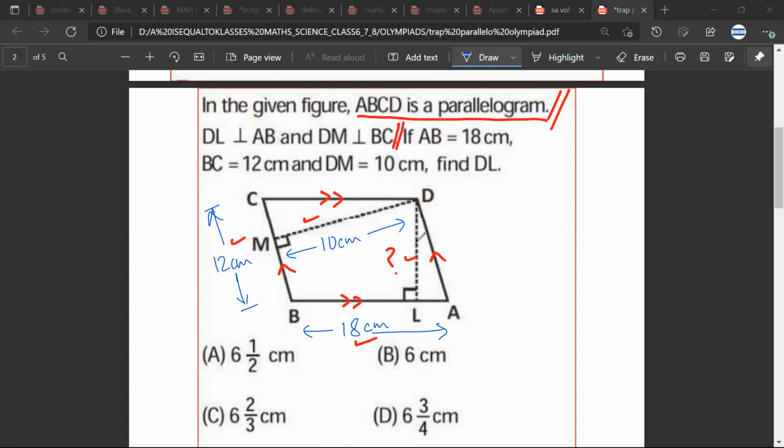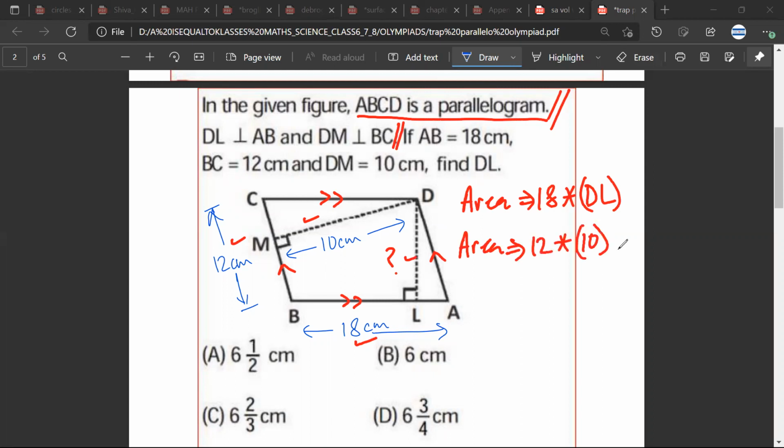So we'll take the vertical form of the parallelogram. So it will be 12 into 10. Base into height will be 12 into 10. Shabash. So 120 centimeters square. So 18 into DL equals 120 centimeters square. So the answer will be 6 2 upon 3. Shabash. Satya, have you understood?